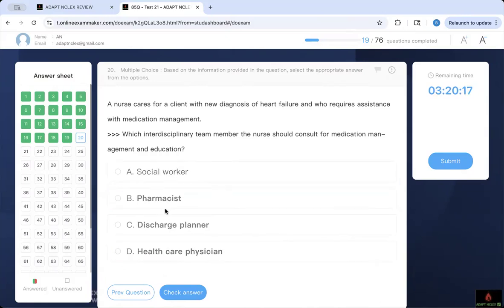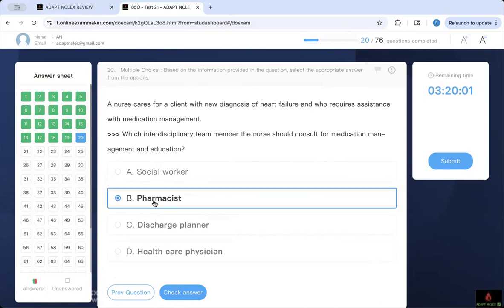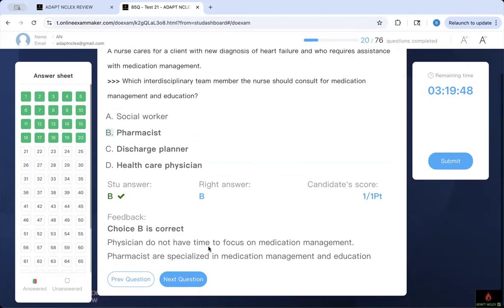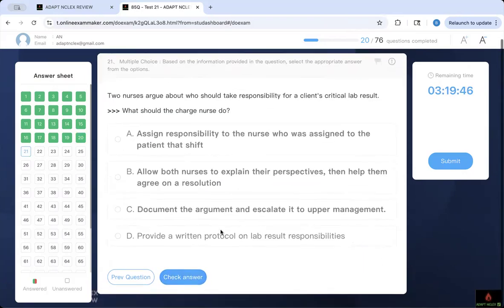Don't overguess it. What does the social worker do? What does the pharmacist do? Discharge planner, what is their function? Healthcare provider, what do they do? Who is going to help with what? You got to consult them with medication management and education. Of course, it has to be the pharmacist. That's what they do, medication. The social worker and the discharge planner work together to provide everything you need to know. But in terms of medication management and education, they are not involved. The doctor prescribes the medication.